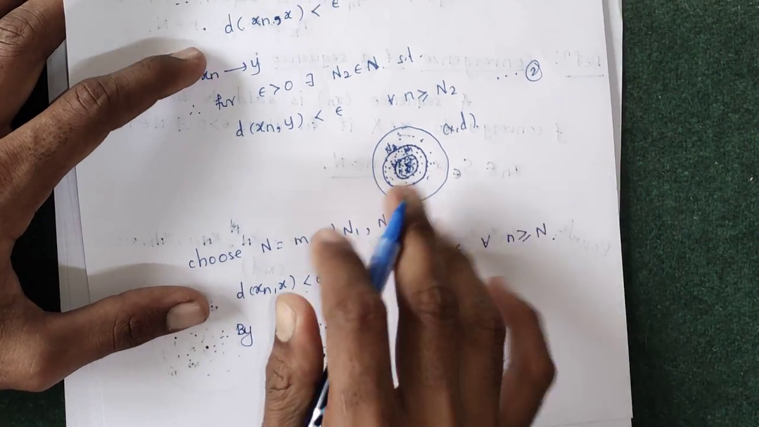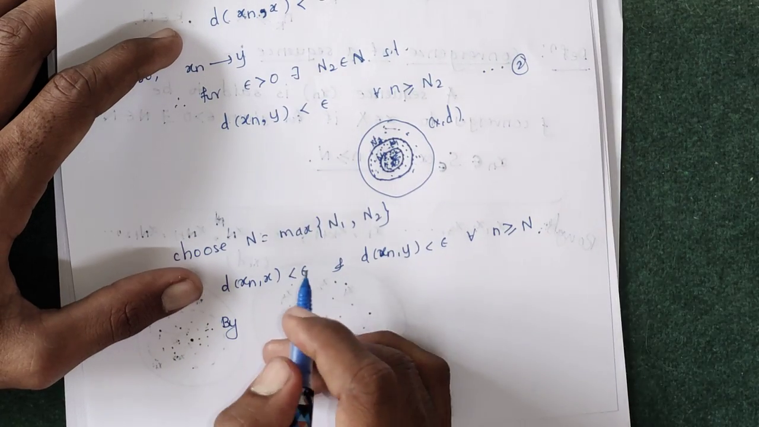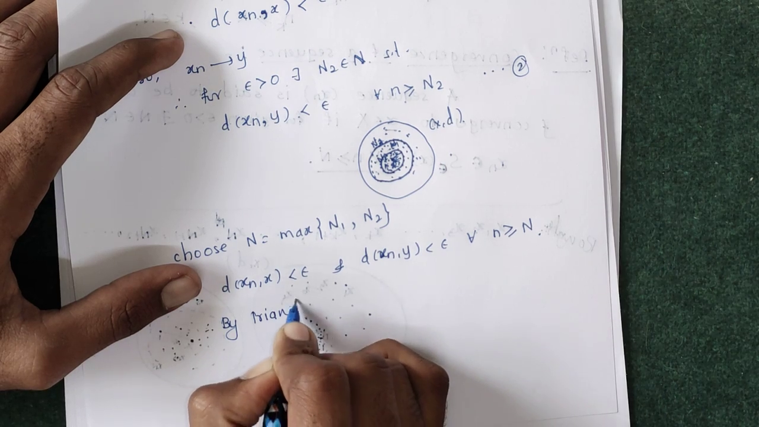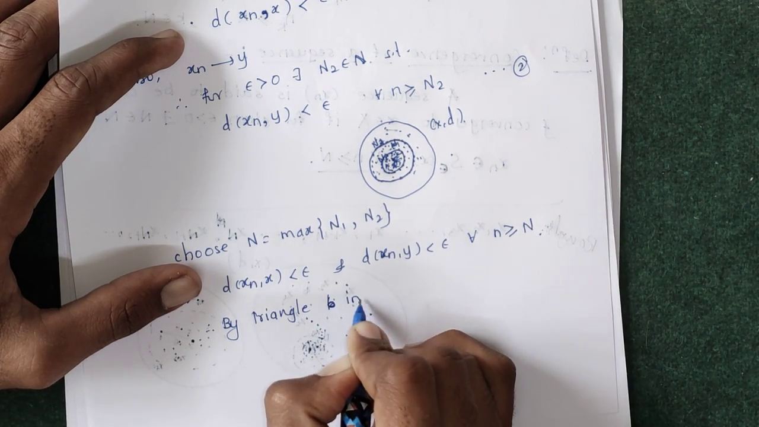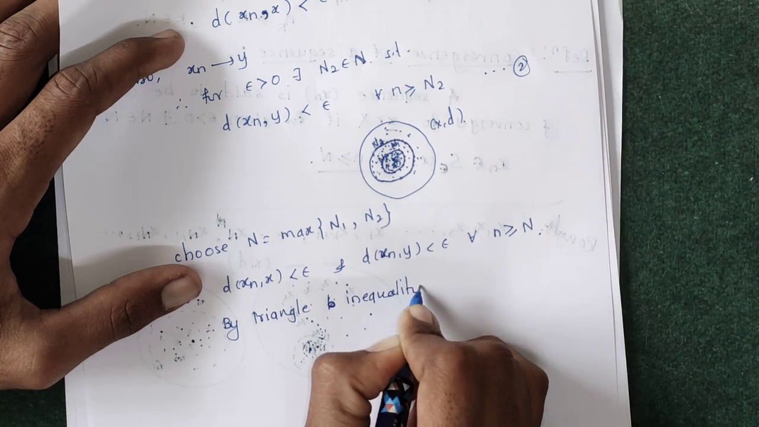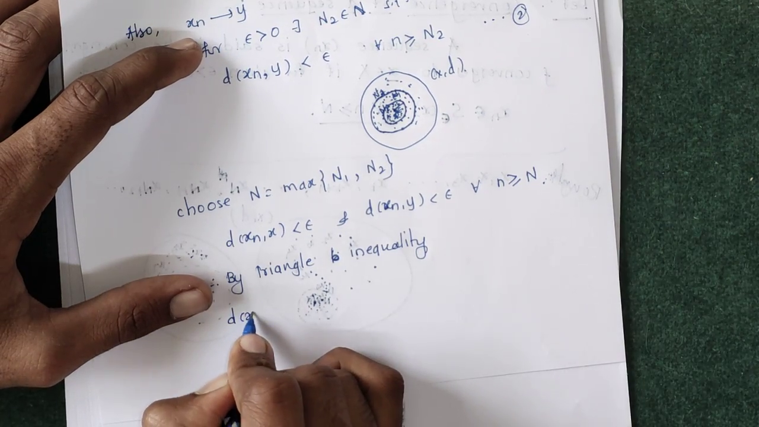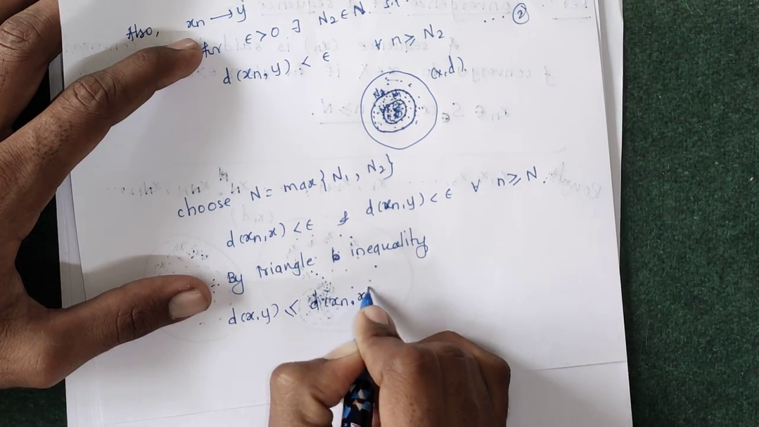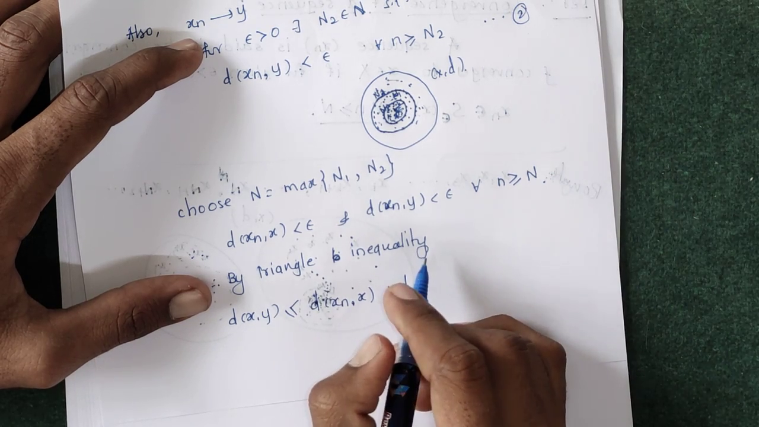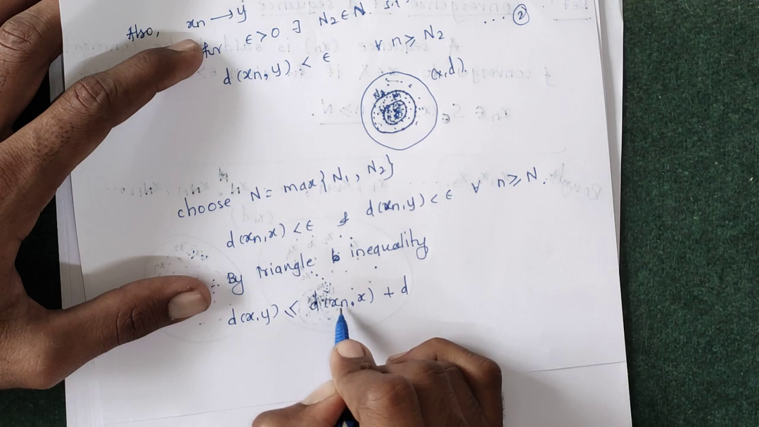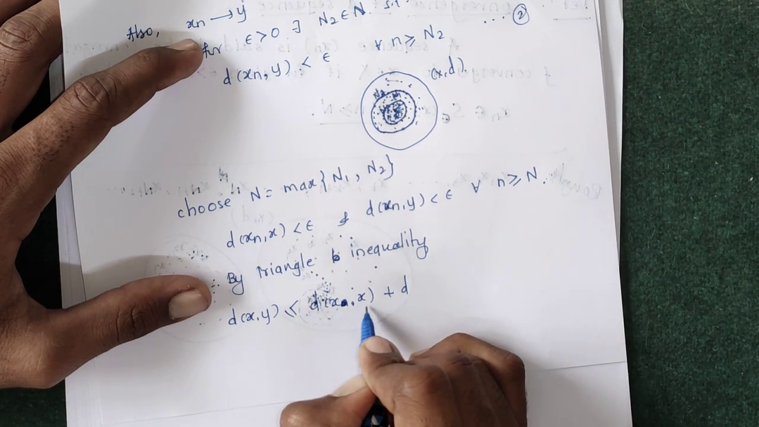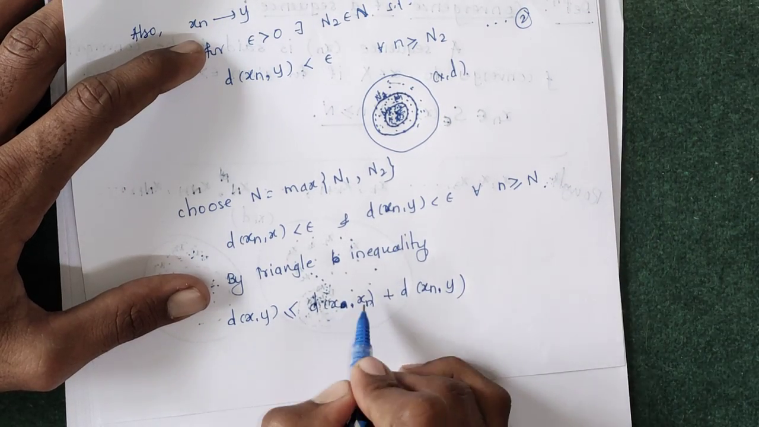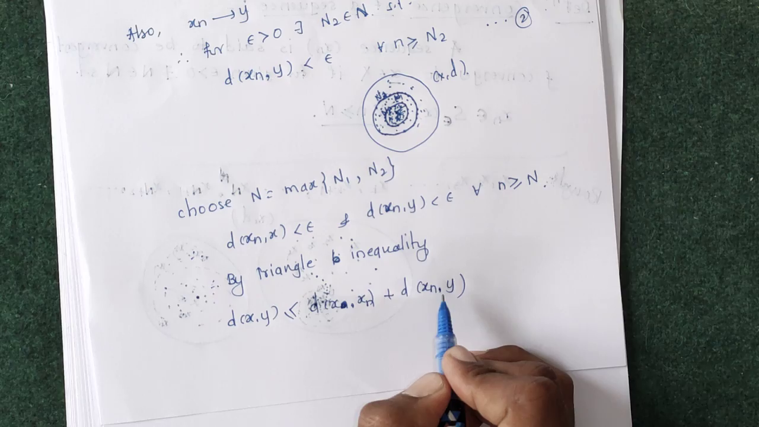Now, all the things are happening in a metric space, so we can use the properties of a metric space. So by the triangle inequality, we can write the distance between x and y is less than or equal to the distance between x and xn plus the distance between xn and y. This is the triangle inequality.